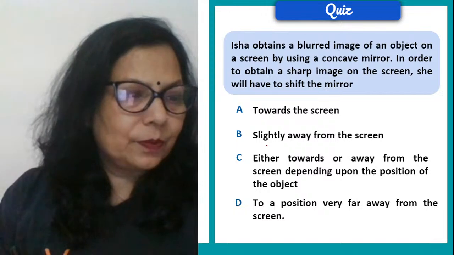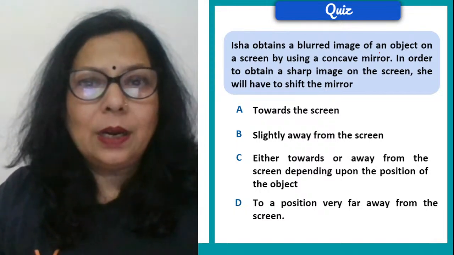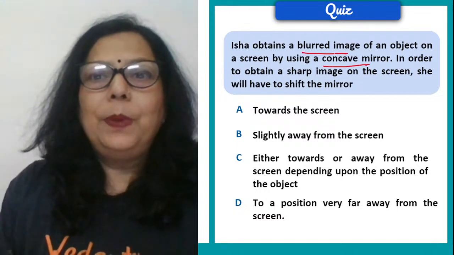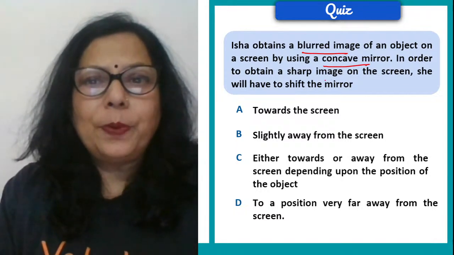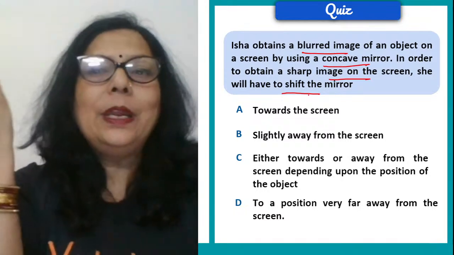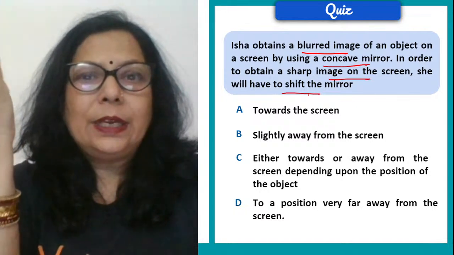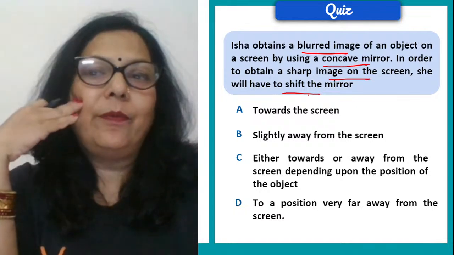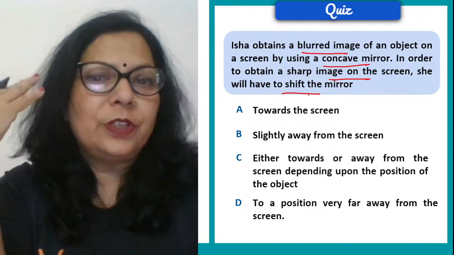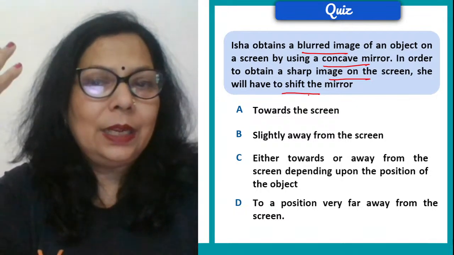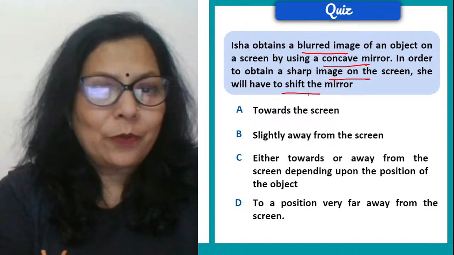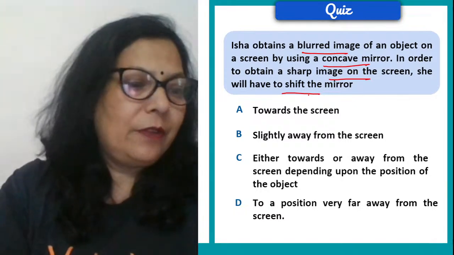Chemistry I took yesterday. Yes, Isha obtains a blurred image of an object on the screen by using a concave mirror. In order to obtain a sharp image on the screen, she will have to shift the mirror towards the screen, away from the screen, either towards or away from the screen depending on the position of the object, or to a position very far away from the screen.